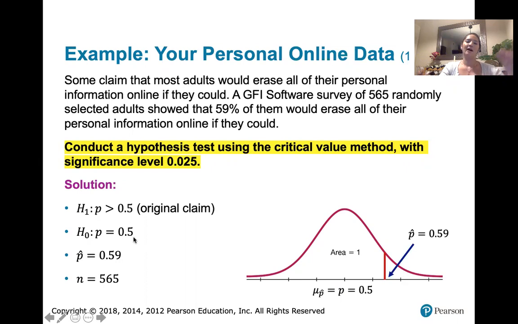You say, okay, I stated my claim, I identified the null and alternative hypotheses, and then I want to say, okay, assuming that that population proportion is 0.5, how rare is it to get a sample proportion like the one that we had in the problem statement? Well, the one that we had in the problem statement was that 59% of the 565 randomly selected adults said that they would erase all of their personal information online if they could. 59% corresponds to a sample proportion of 0.59. And the sample size associated with that is 565.